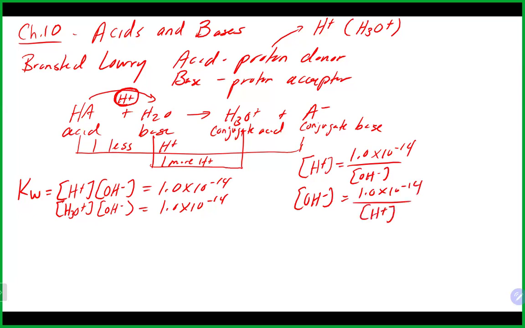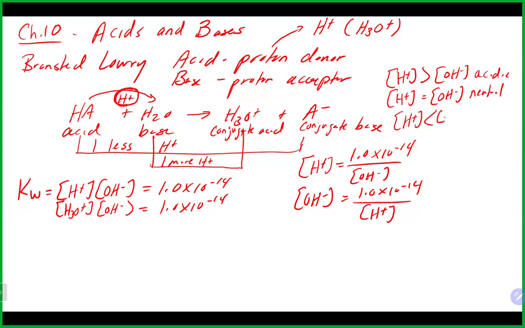And we could actually compare the concentrations of the H plus and the OH minus to help us determine whether or not something is acidic, basic, or neutral. If the H plus concentration is larger than the OH minus, then obviously more acid than base, it is going to be acidic. If the H plus concentration equals the OH minus concentration, it will be neutral. And if the H plus concentration is less than the OH minus concentration, which basically means the OH minus concentration is larger, it will be basic.